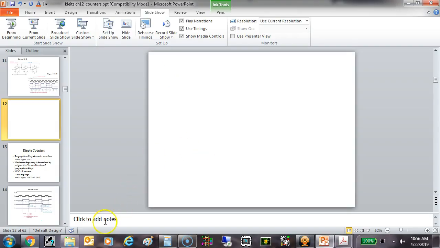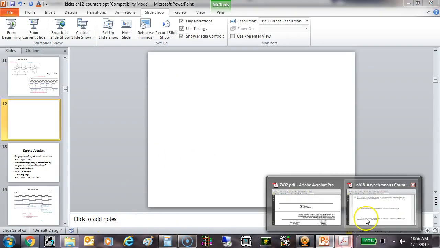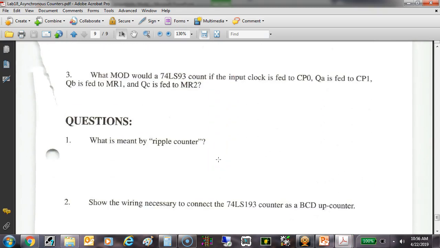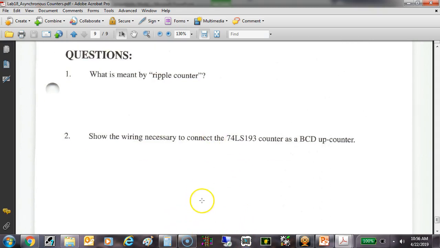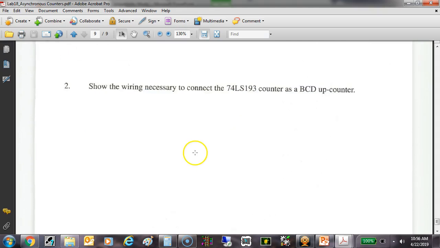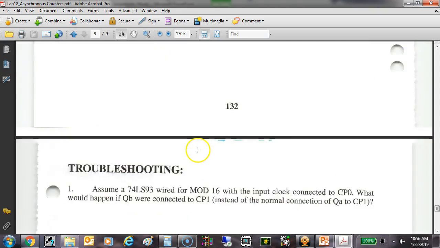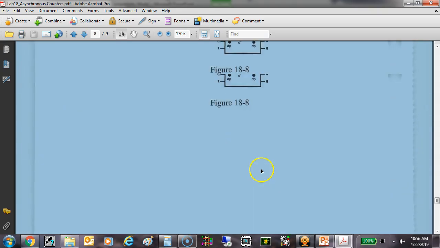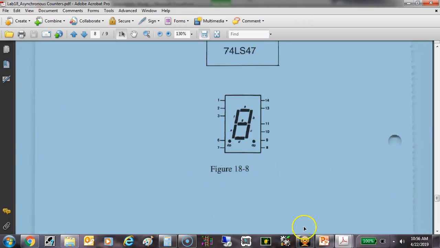I'm going to bring up some more here. Right, so I think the rest of them you could do on your own, right? Let me look real quick. What is meant by ripple counter? It means that it has to ripple through it. Show the wiring diagram of the 7493, so that's what we need to do. So let's look up a 7493. This guy is a 74193, I'm sorry. This is really cool. So we're going to look at the data sheet.